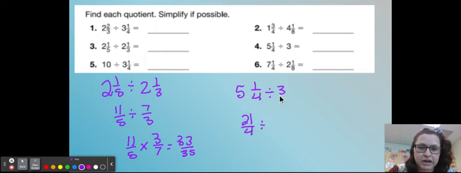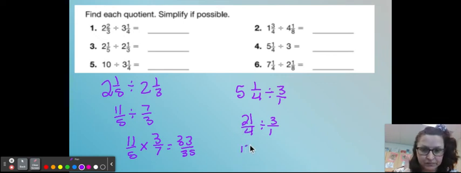How do I turn 3 into a fraction? I put a 1 underneath it, so 3 over 1. Now I'm going to look at it and say, okay, now I do my keep, change, flip. So keep my first fraction, 21 over 4. Change my division sign to times, and flip the second fraction.